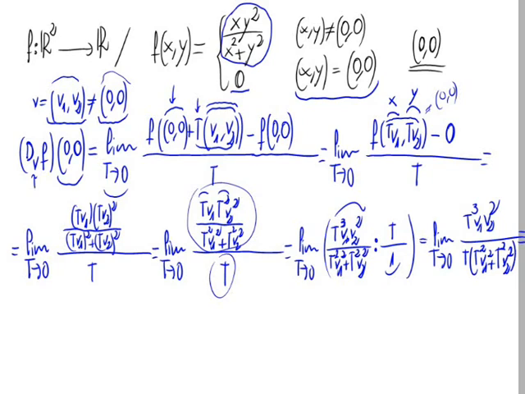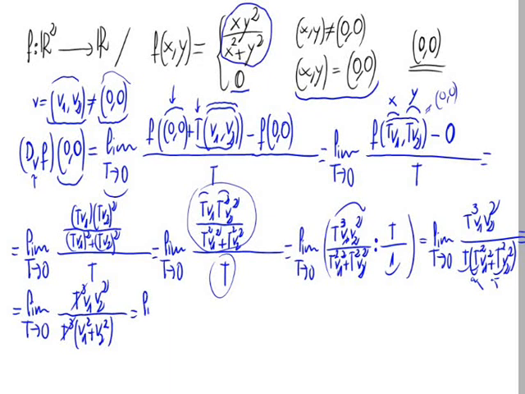This is equal to the limit when t approaches 0 of t cubed times v1 times v2 squared divided by, we can take the t squared out of the parentheses as a common factor, so we will have t times t squared, that is t cubed, times v1 squared plus v2 squared. We can simplify it crossing out both of the t's, so we would have the limit when t approaches 0 of v1 times v2 squared divided by v1 squared plus v2 squared.